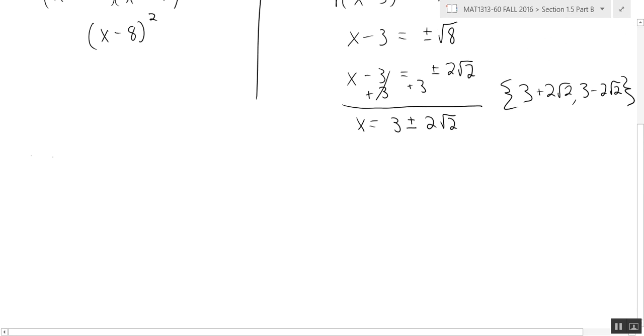Here's another problem. Let's look at this one. Let's say I had x squared plus 6x equals negative 2.